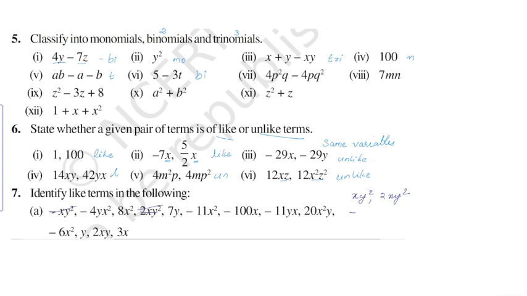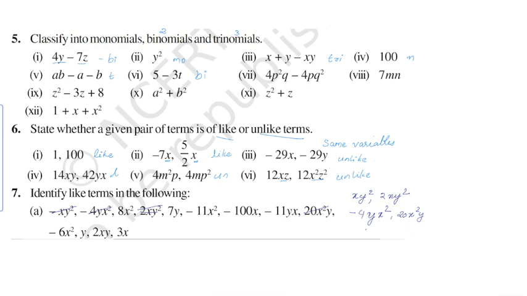Now consider the next one. Minus 4y x square. Is there any other yx square? No, this is not yx square. Yes, here 20x square y. Here the order is different, x square y and yx square, but still it is having the same variable. So minus 4yx square and 20x square y, these two are like terms.